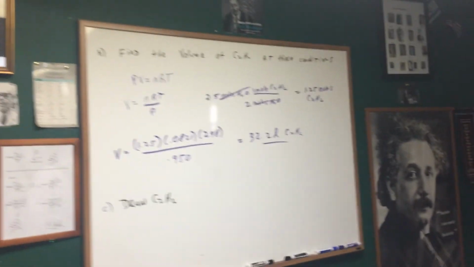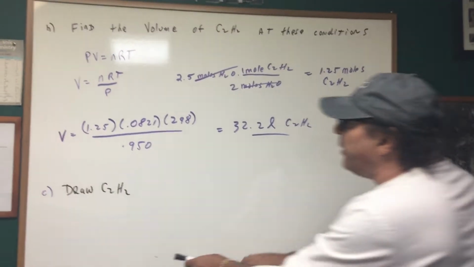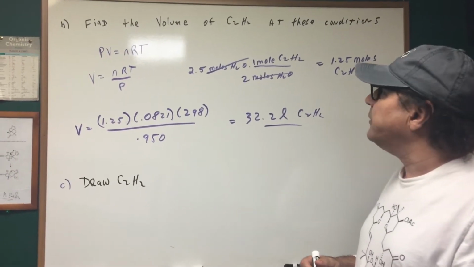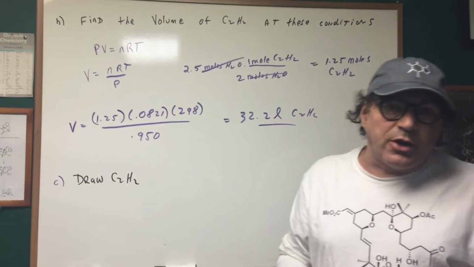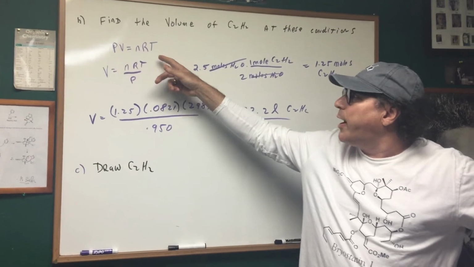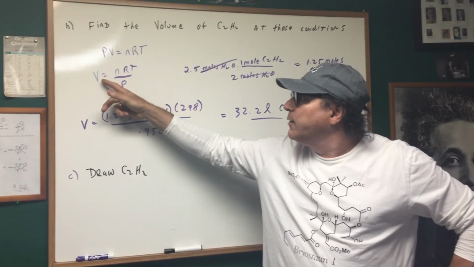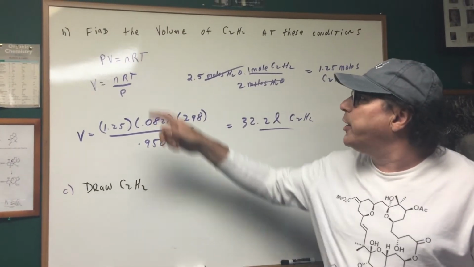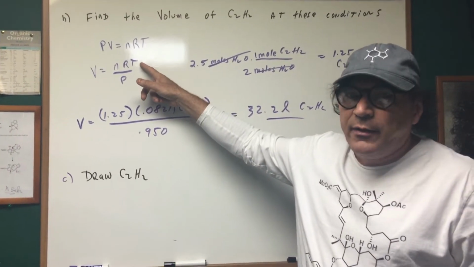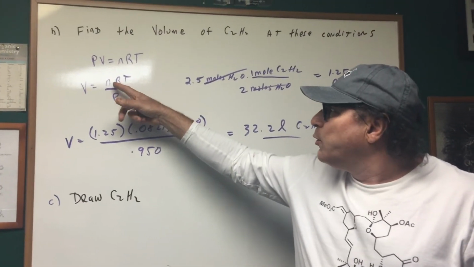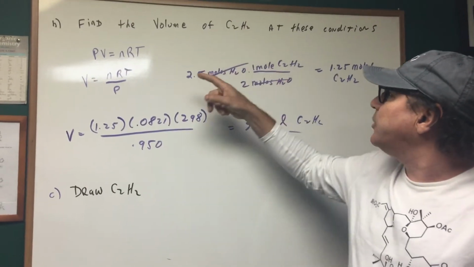All right, let's do part B on this blackboard. What I want to do on part B of this problem is to find the volume of C2H2 at these conditions. We're always going to assume a gas is an ideal gas, unless otherwise noted. So I write down PV equals nRT, and the volume is nRT over P. So what we're going to do is convert the temperature of 25 into Kelvin. The pressure is already in atmospheres. The R is given. We need to get the moles of the C2H2.